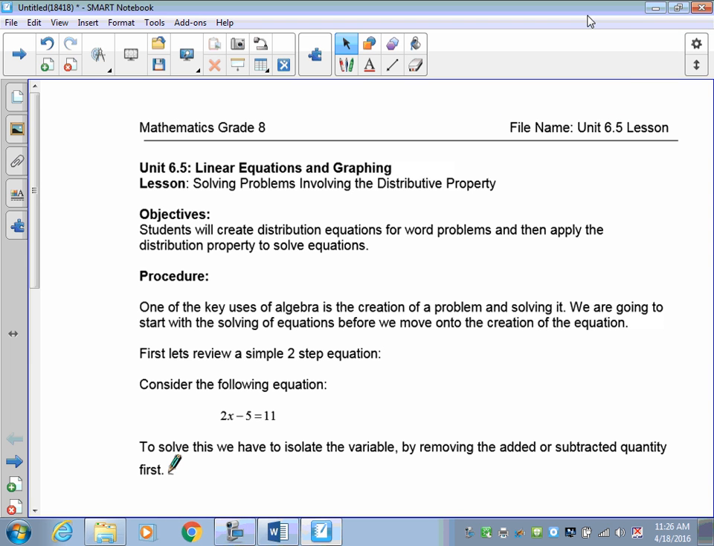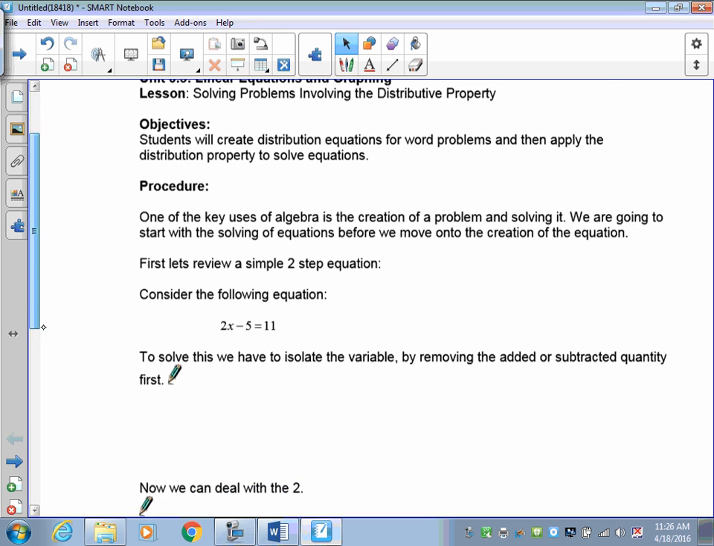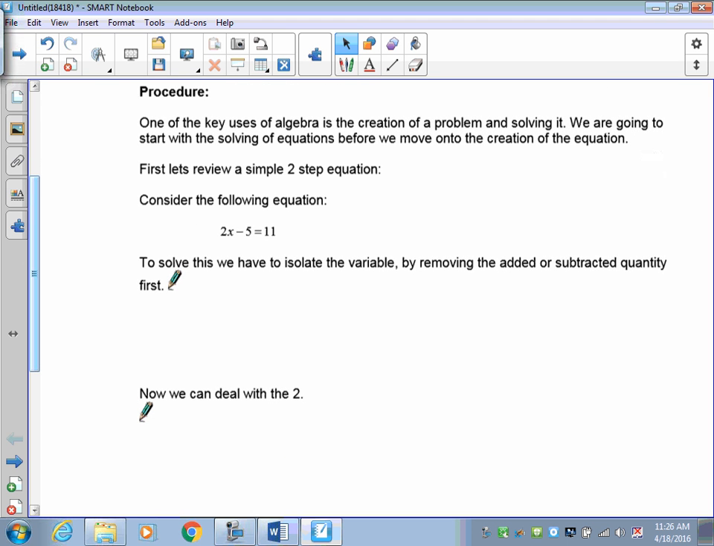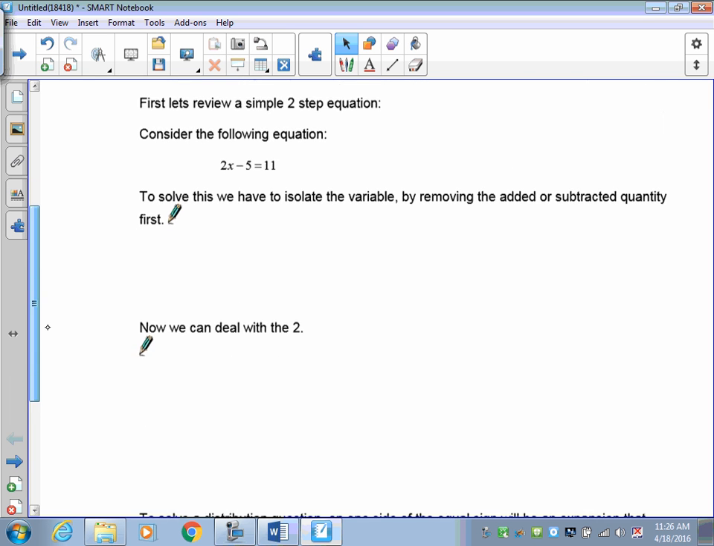Welcome to lesson 6.5. In this lesson, we're now going to combine what we did in 6.4 with the distributive law and the expansion. And we're going to apply that to solving equations. One of the key uses of algebra is to create a problem and solve it. We're going to start with solving equations before we move on to creating an equation from a problem. So let's review a simple two-step equation first before we go any further.